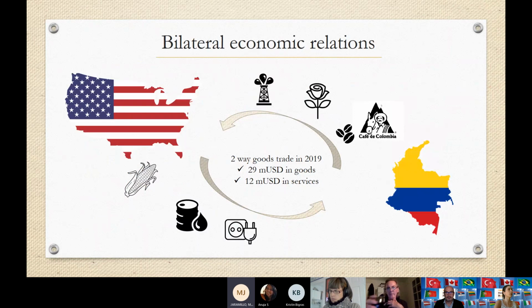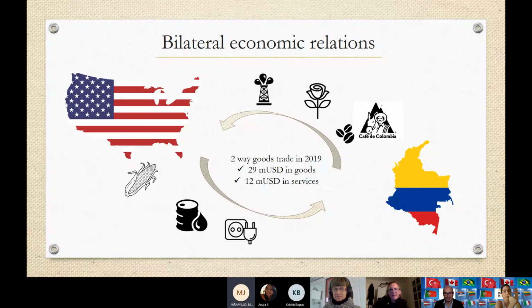I'm going to continue with just so you guys have an idea of the bilateral economic relations that we have. We have a two-way goods trade, and last year, not COVID, pre-COVID, the volume of this trade, legal trade, Daniel, was $29 million US in goods and 12 million in services. For the ones that just joined, I'm going to stay out of politics and other issues that my country might be known for. So what are the three main things that we export to the US?